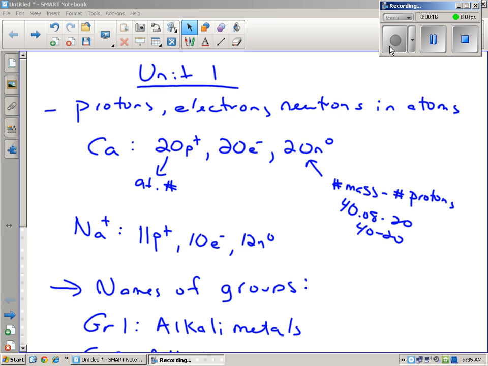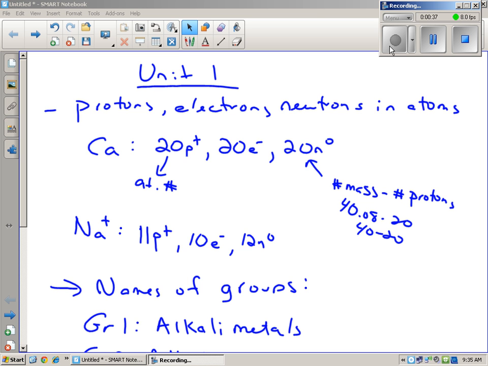So, first things first, what we need to know from Unit 1. We need to tell you how many protons, electrons, neutrons are in an atom, for example. So I just picked a few. I'll try and give you examples where possible. And we'll go from there.